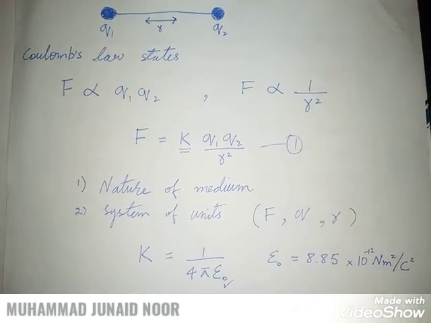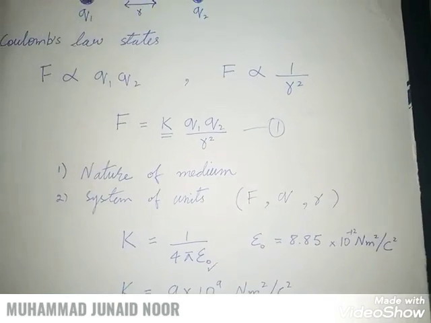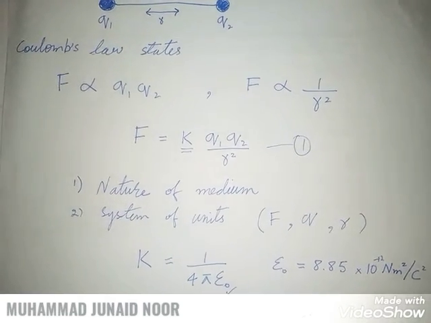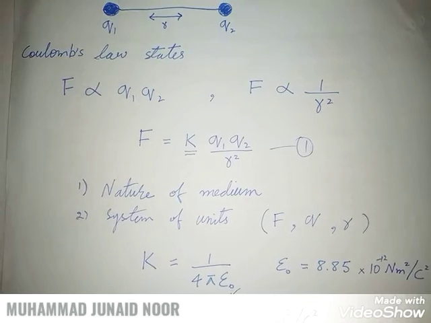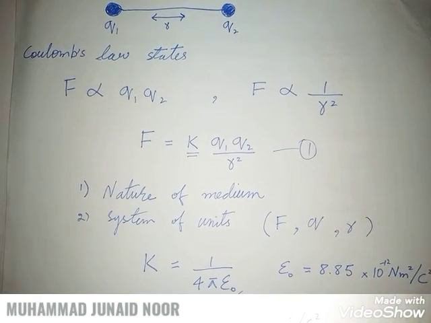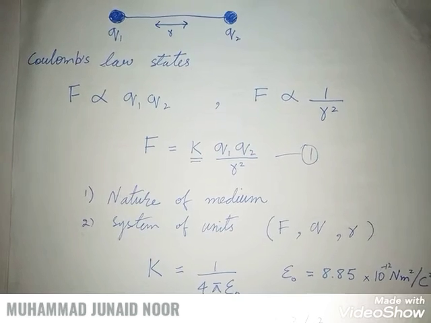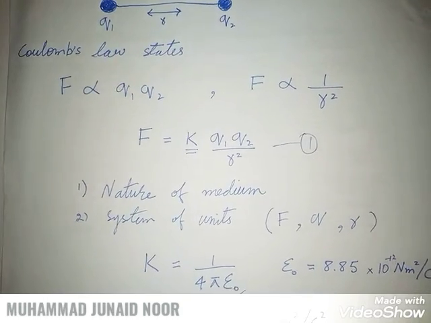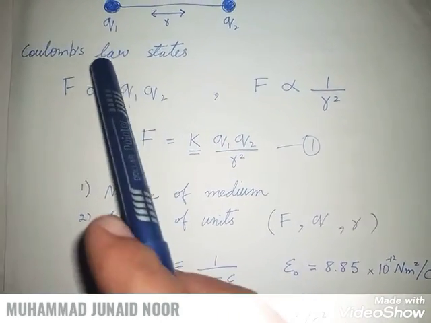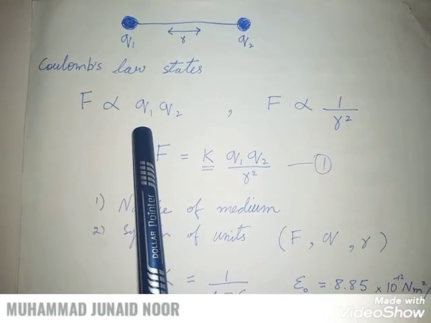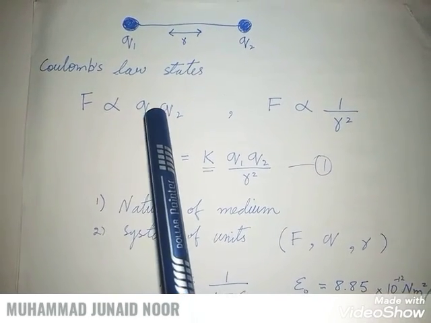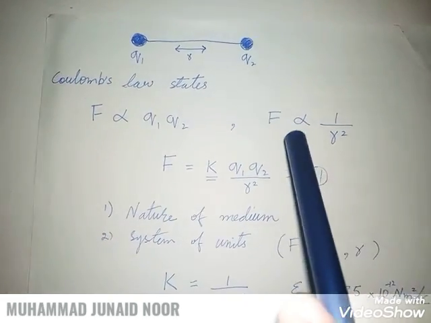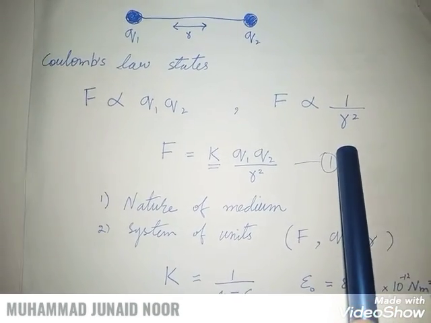According to Coulomb's law, the force between two point charges is directly proportional to the product of the magnitudes of charges and inversely proportional to the square of the distance between them. So we have two things in this statement. The first says that the magnitude of the force is proportional to the magnitude of the product of the charges, and secondly, it is inversely proportional to the square of the distance between them.